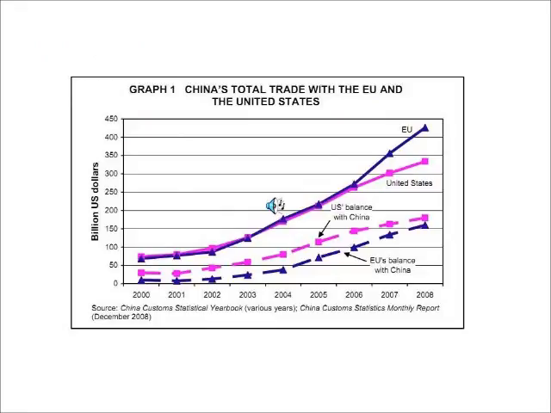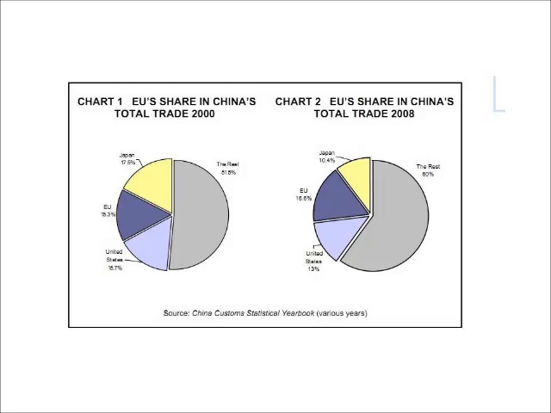Then let's see the example of European Union and China. By 2004, the European Union surpassed the USA to become China's biggest trading partner. The gap between China's trade with the European Union and China's trade with the USA grew from 7 billion in 2004 to 91 billion in 2008. What a big change!